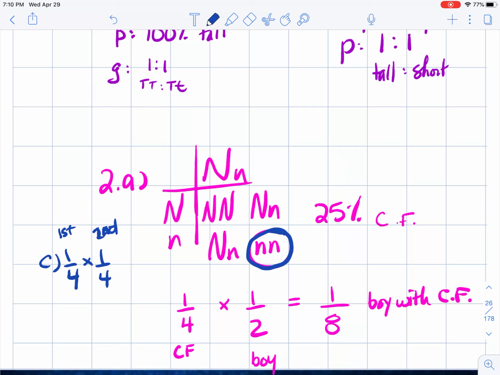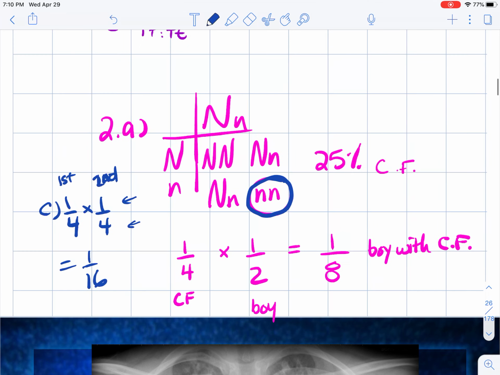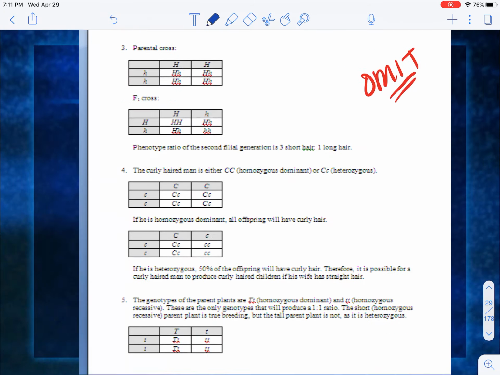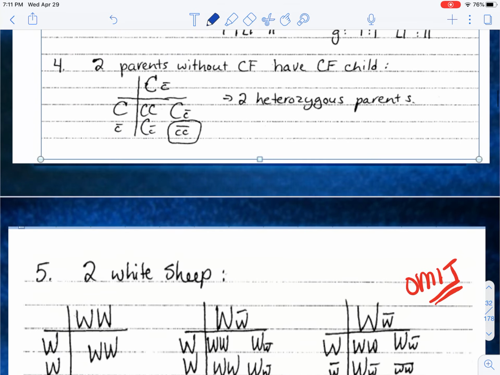You would say it's a 1/4 chance the first time they have a baby, and it's a 1/4 chance the second time they have a baby. So you multiply the tops, multiply the bottoms. It's a 1/16 chance that they would have 2 in a row with cystic fibrosis. And that is your answer for C.